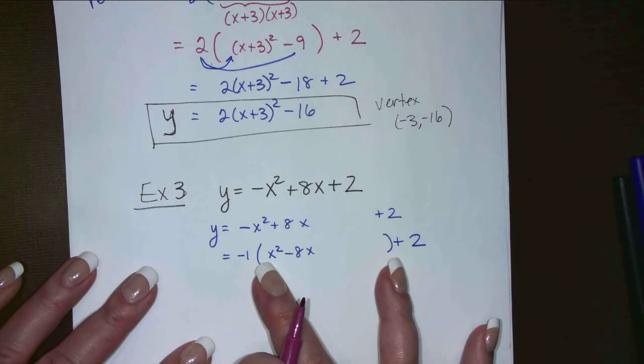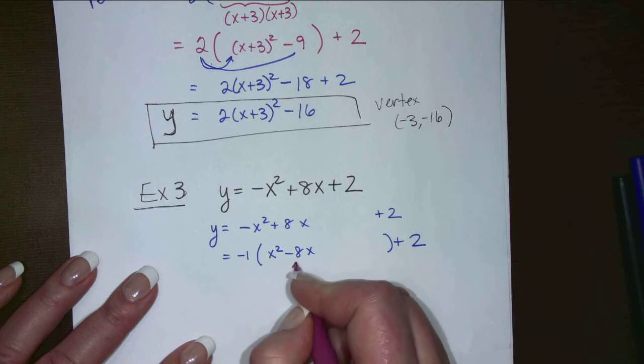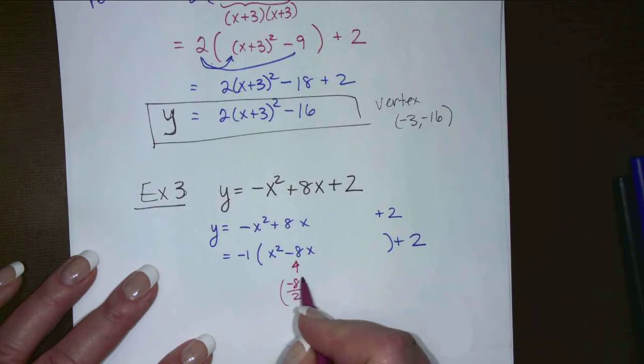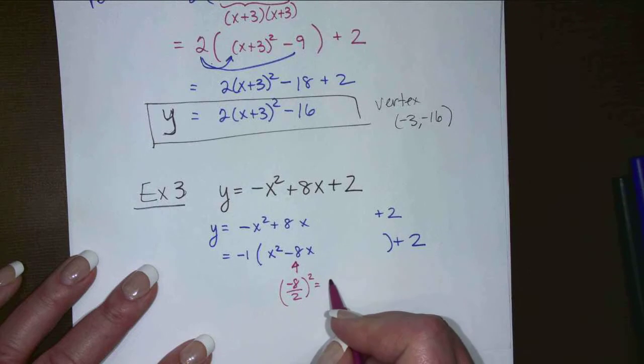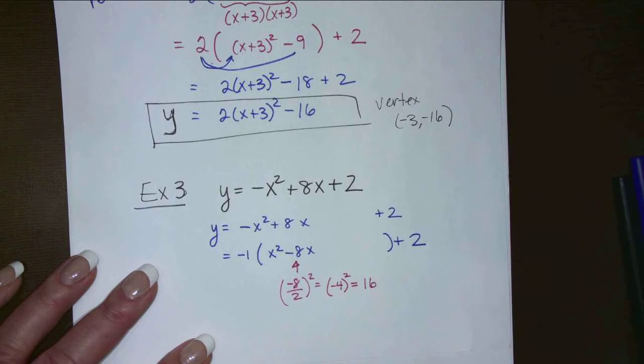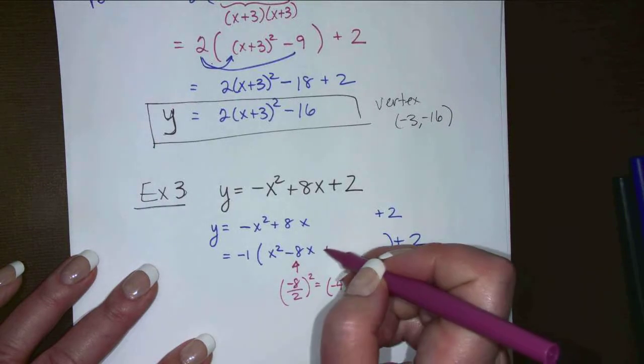You're going to take the number that's in front of the x, minus 8, and do what to it? Divide by 2 and square it. So minus 8 divided by 2, negative 4. Negative 4 squared, 16. What do we do with the 16? Plus 16 minus 16.